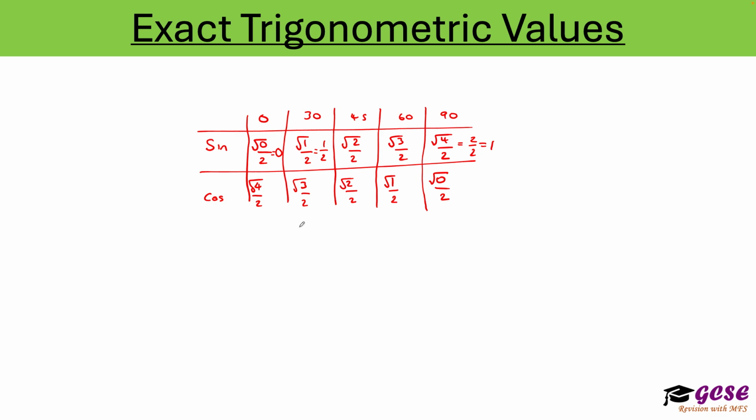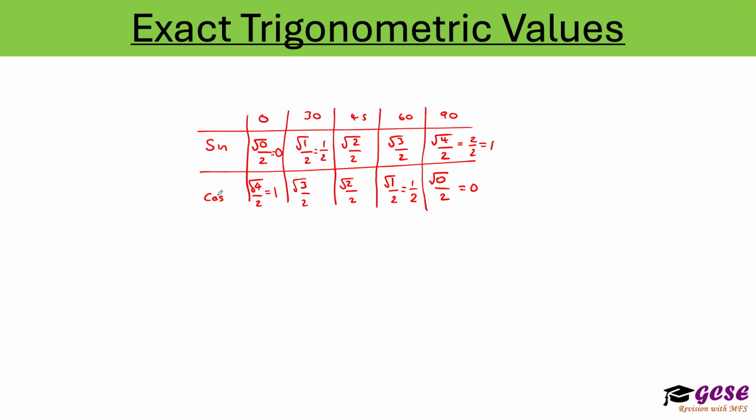Okay, and then finally simplify. So root 4 is 2, and 2 divided by 2 is 1. Root 3 over 2 cannot be simplified. Root 2 over 2 cannot be simplified. Root 1 over 2, well, the square root of 1 is just 1, and 1 over 2 is just a half, so that can be simplified to a half. And then root 0 is just 0, and 0 divided by 2 is going to be 0.